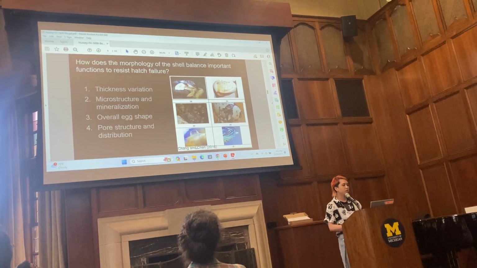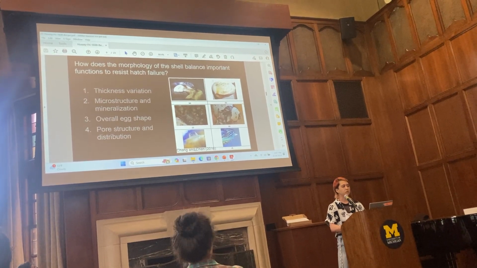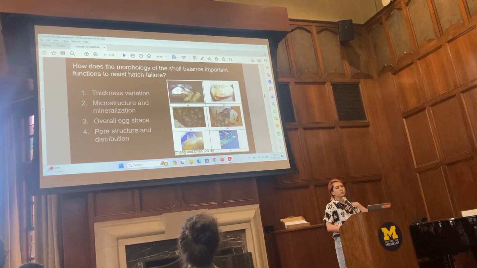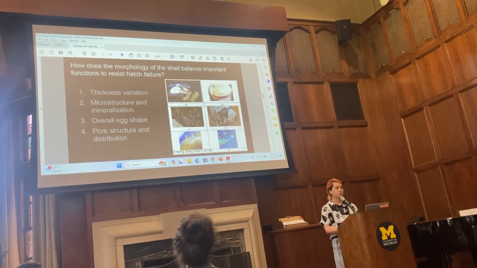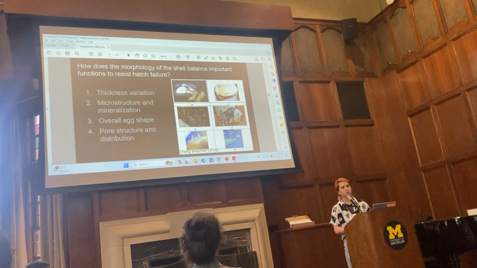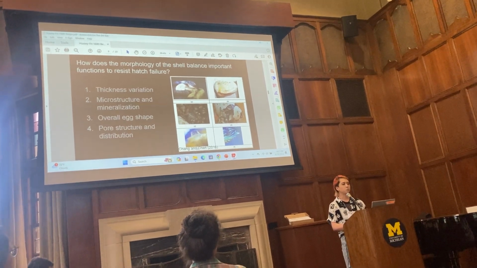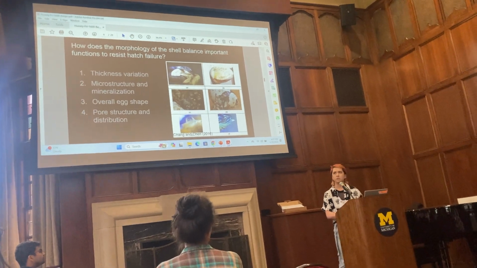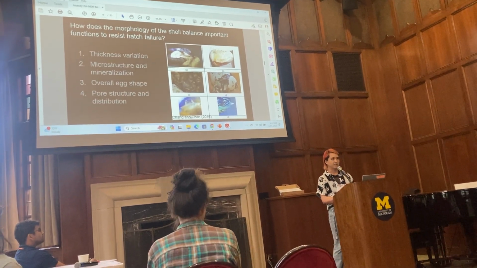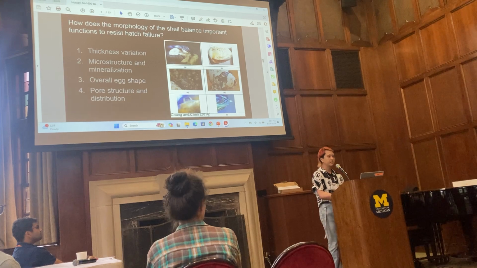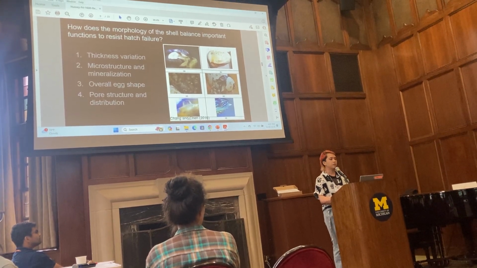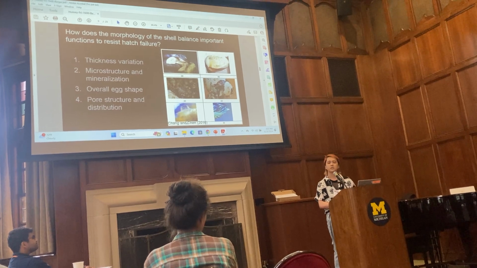How exactly does the morphology of the shell balance the important functions to resist hatch failure? So, how is it able to complete the amount of respiration that it needs to keep the embryo alive, also be firm enough that the embryo is protected from external forces, but also be able to be fractured by the embryo itself, because at the end of the day, the embryo needs to get out of the egg. So I want to break this question down into a couple of specific topics I want to focus on.